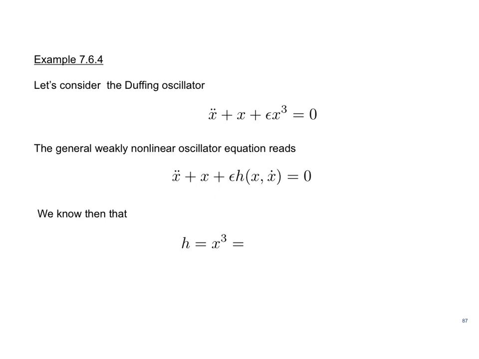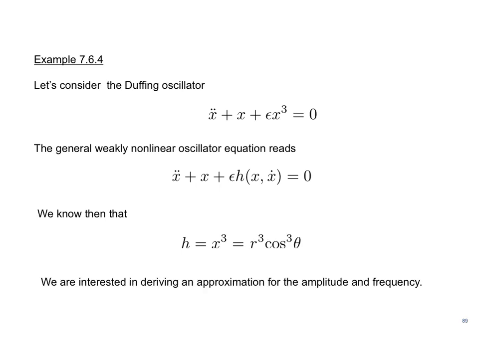This is again the archetypal construction. Therefore, we just have to find h with respect to x, and x is expressed as r cosine of theta. Then we get this one. And again, in this limit cycle problem, we want to find an approximation for the amplitude and the frequency.